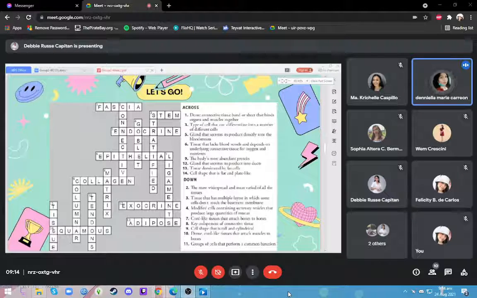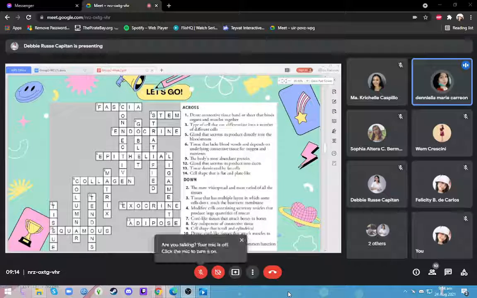Number 10, dense cord-like tissues that attach muscles to bones, tendons. Number 11, groups of cells that perform a common function, tissue. Number 12, gland that secretes its products into ducts, exocrine. Number 13, tissue dominated by fat cells, adipose. And lastly, number 14, cell shape that is flat and plate-like, squamous.